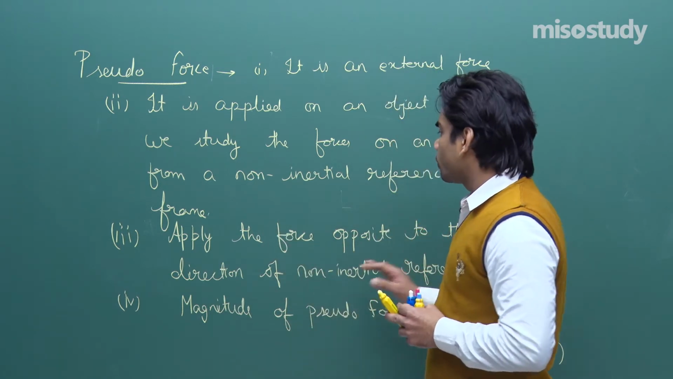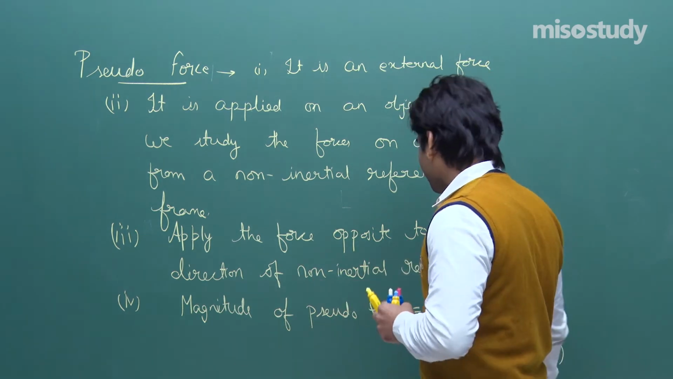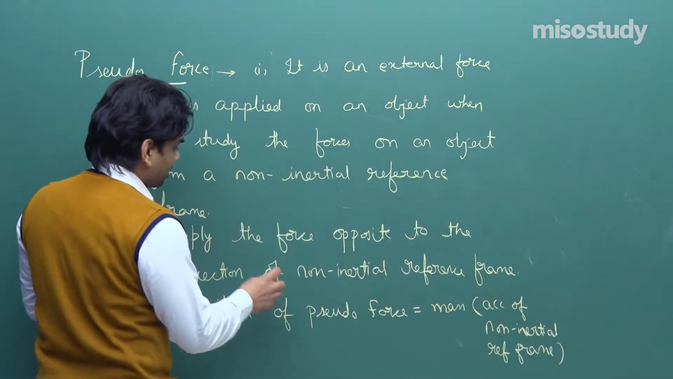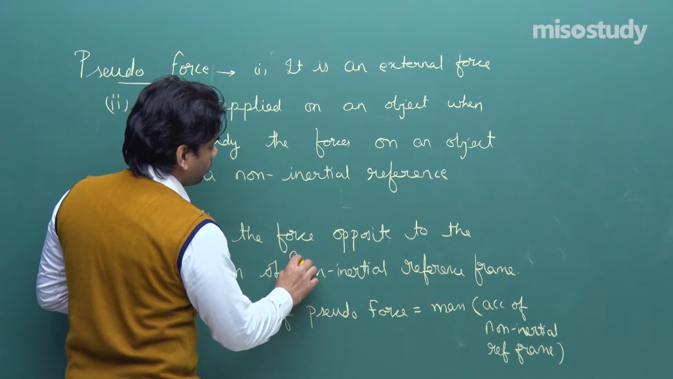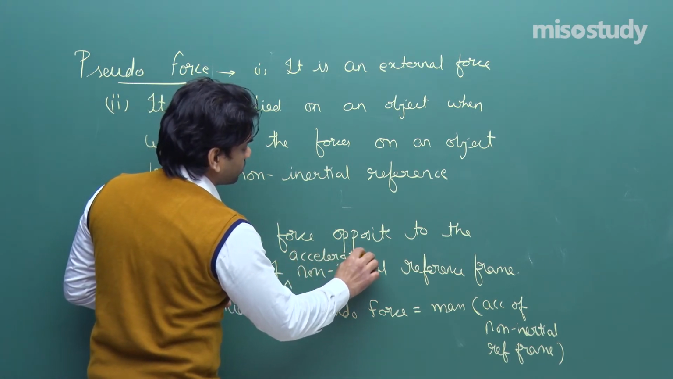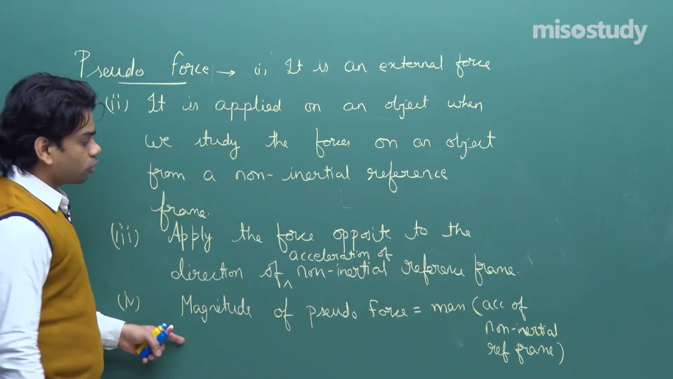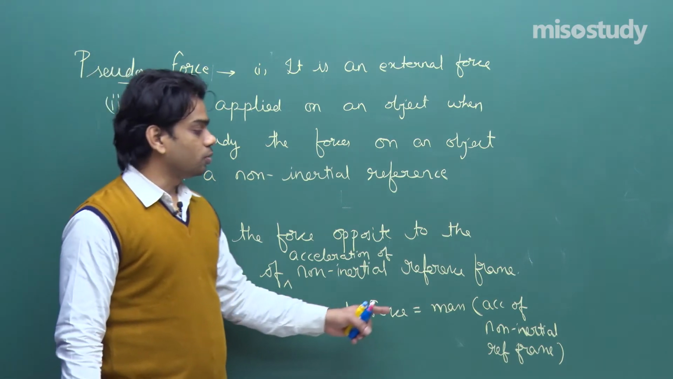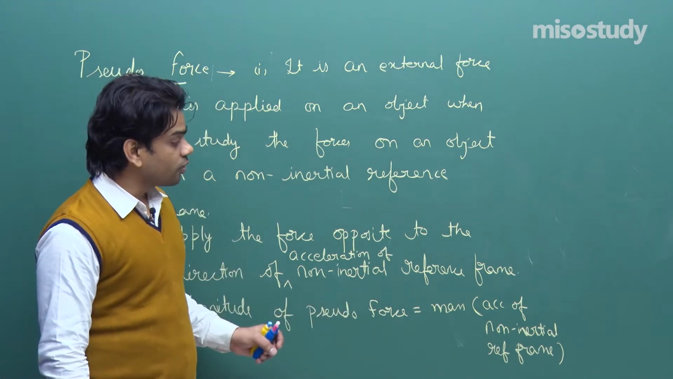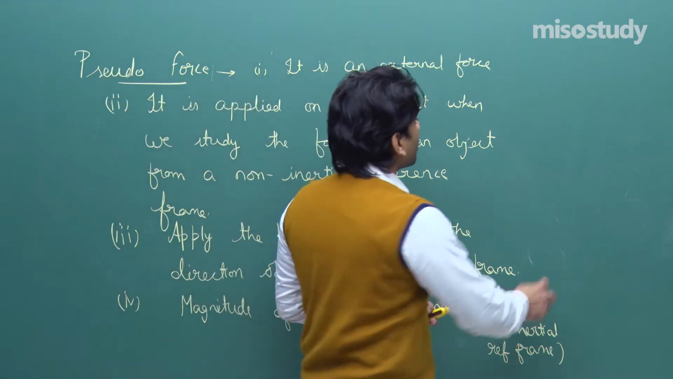Third, apply the force opposite to the direction of acceleration of the non-inertial reference frame. I missed the term acceleration. And fourth point, the magnitude of the pseudo force is equal to mass into acceleration of the non-inertial reference frame, that is the value of the pseudo force.